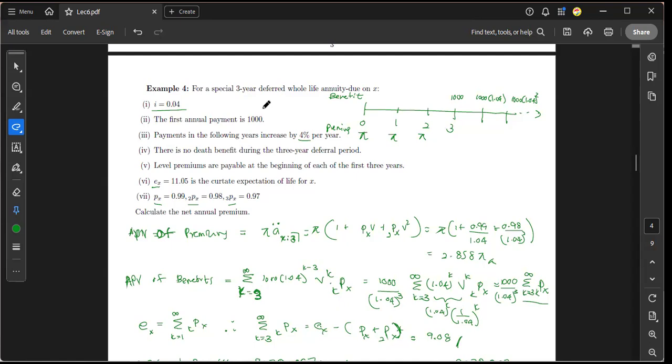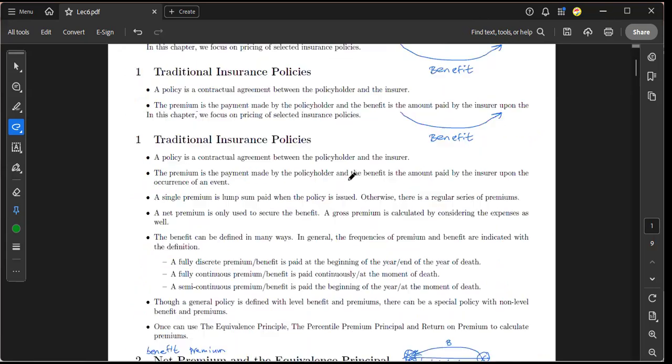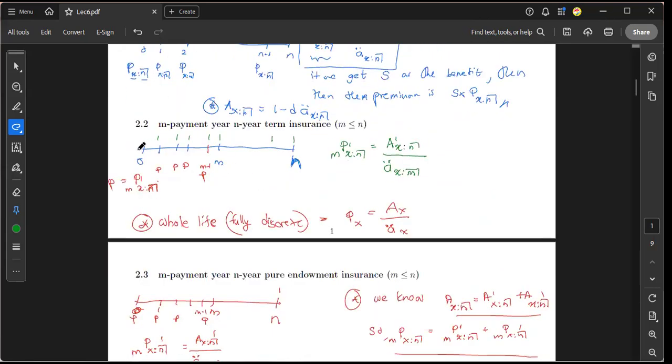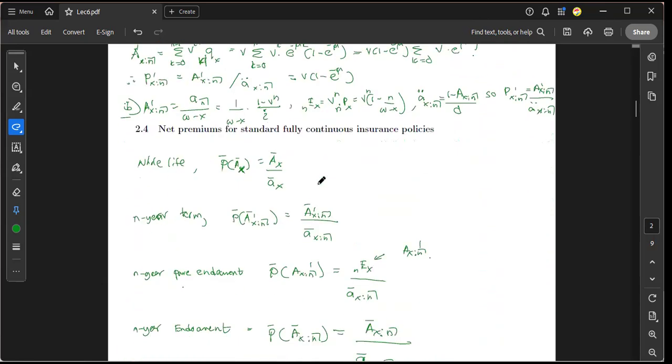So now in this section, we discuss the possibilities of all 4 cases. The benefits for fully discrete benefits and fully discrete premiums for whole life and for term life as well. And in some cases, the coverage period is higher than the premium paid cases. So there we use monthly payment, monthly coverage case. So M payment year and N year term insurance, and for the pure endowment as well.